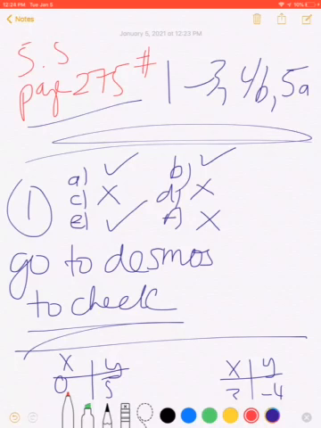I am going to find the page. Hold on one second. I'm old. All right, there we go.